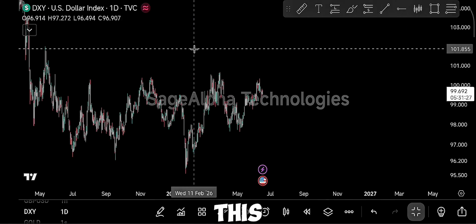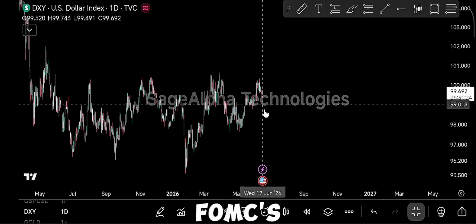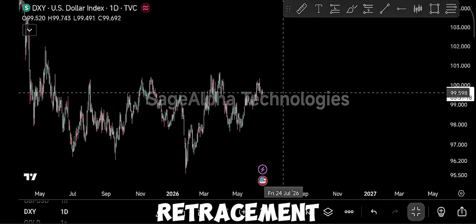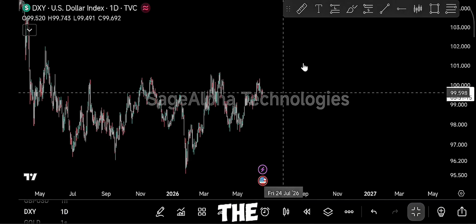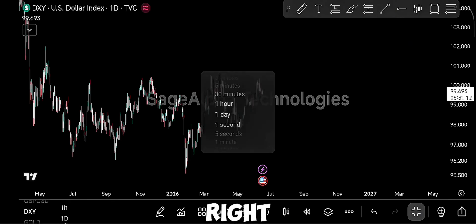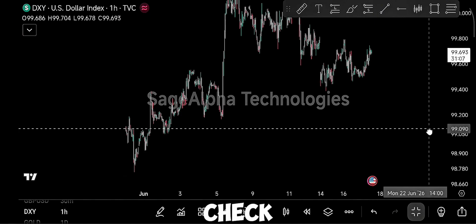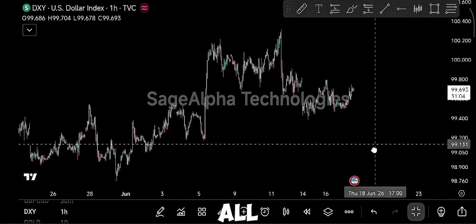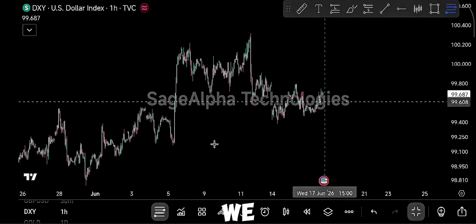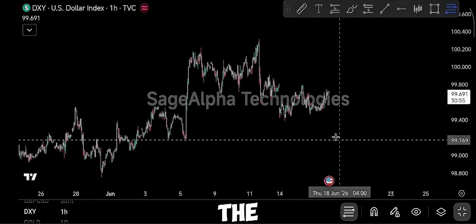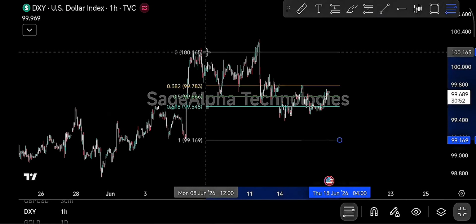Before we go into this, based on my experience with FOMCs, the dollar and the euro are always at 61% retracement, based on my years of experience in the market. So that is the first thing we're going to check right now on the 1 hour time frame. First of all, the 618 retracement, and based on that we can take a trade, and you can check it out too across the years, the retracement of the dollar pair before any FOMC news release.